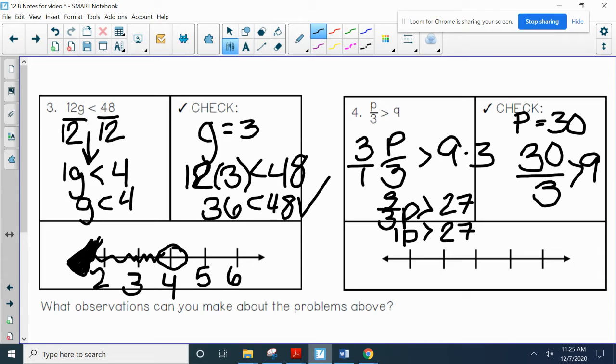So we replace P with 30. So 30 divided by 3 should be greater than 9 for us to have done it right. Well, 30 divided by 3 is 10. Is 10 greater than 9? Yes. So we did it right. All right. So we can go ahead and plot it.